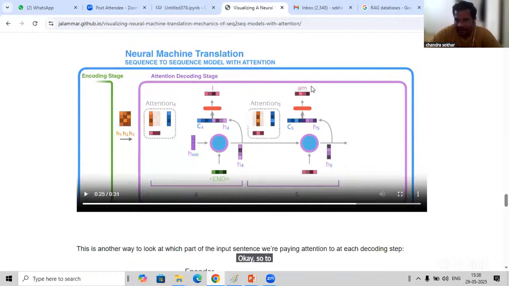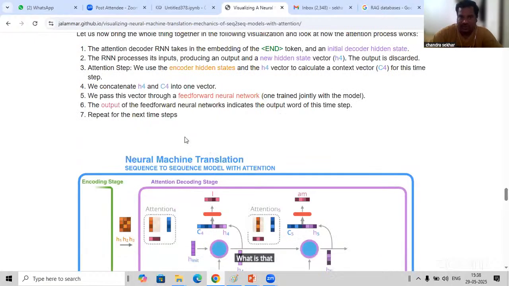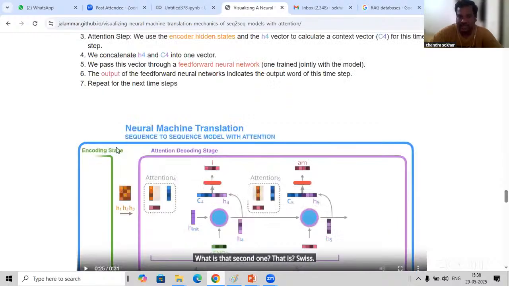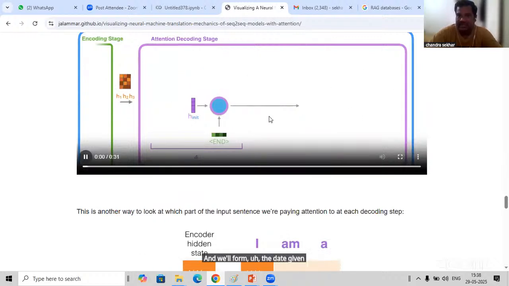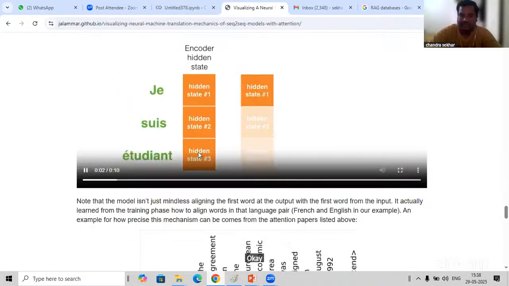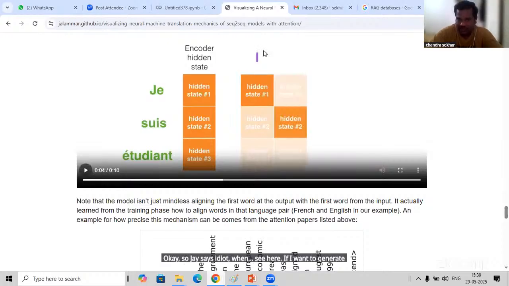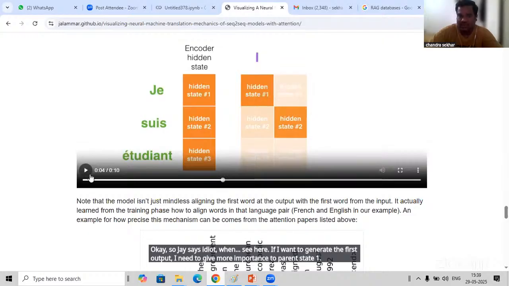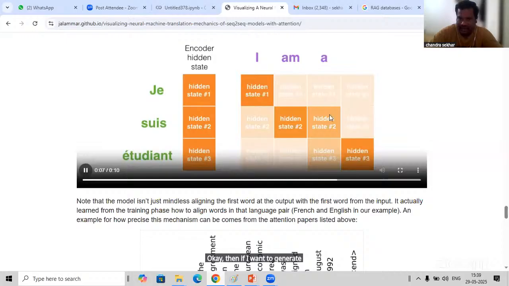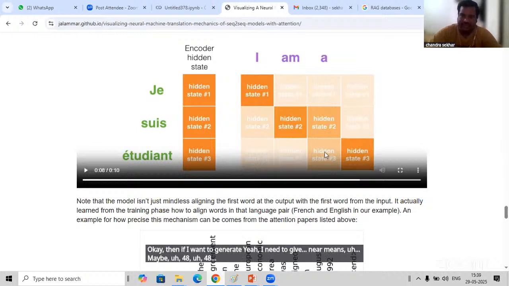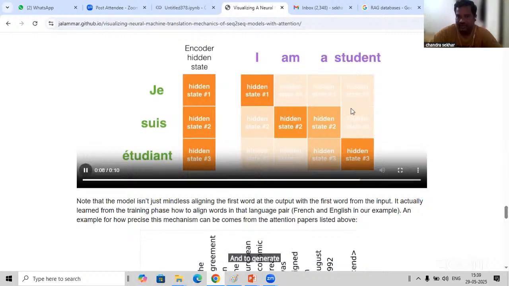To compute YAM, I need to focus on the second one. What is that second one? That is Swiss. Next word, the same. AM will form as an input. So, JE, Swiss. If I want to generate the first output, I need to give more importance to hidden state 1. When I need to generate AM, I need to give more importance to hidden state 2. Then to generate the third one, maybe 47 and 3, the remaining 3 here. And to generate the fourth one, I need to give more importance to IIITDMJ. Hidden state 3 is generated from IIITDMJ. Hidden state 2 is representing the Swiss. Hidden state 1 is representing the JE.